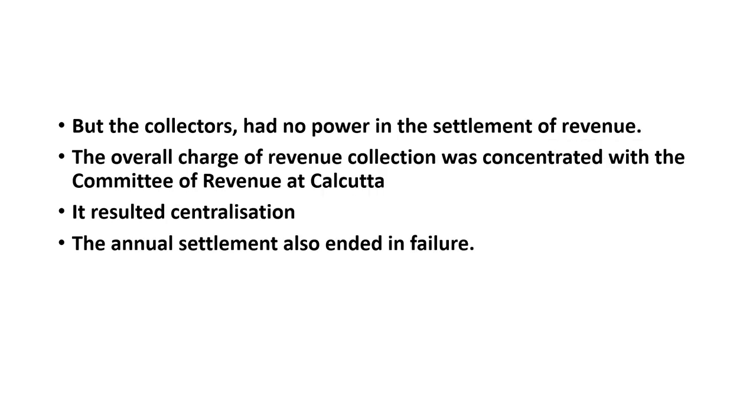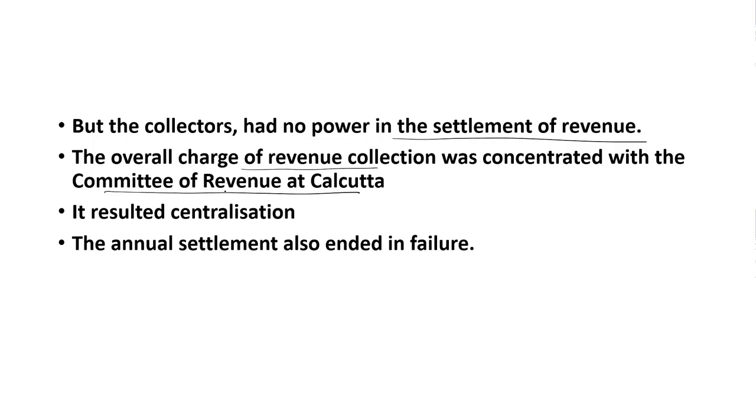1776. Even though the district collectors were given the charge of the supervision of collection of land revenue, they could not enjoy the power of settlement of the revenue. This right was vested with the Committee of Revenue at Calcutta. It resulted in the concentration of power in the hands of the Committee of Revenue instead of giving the right of settlement of revenue to the collectors.